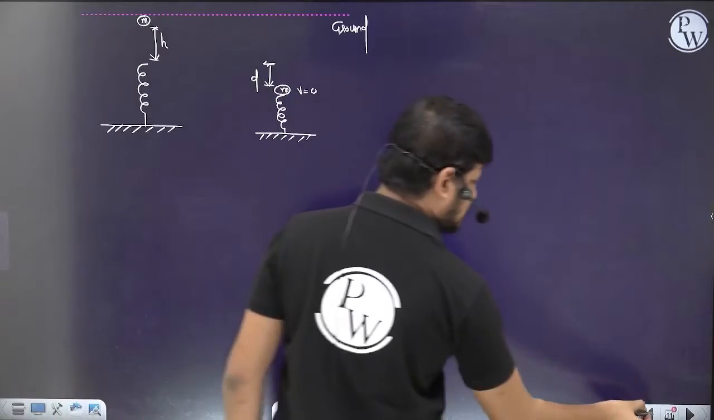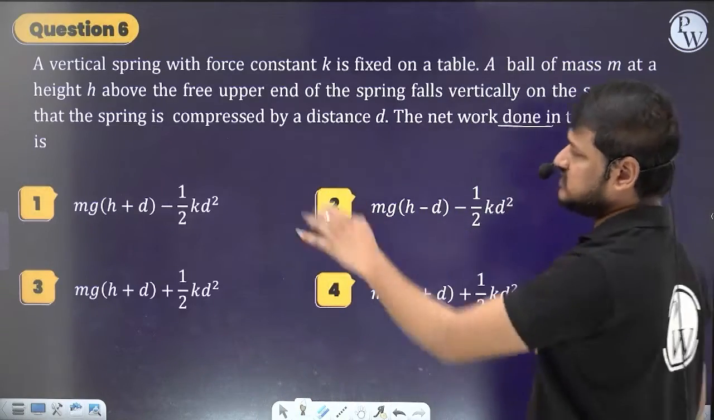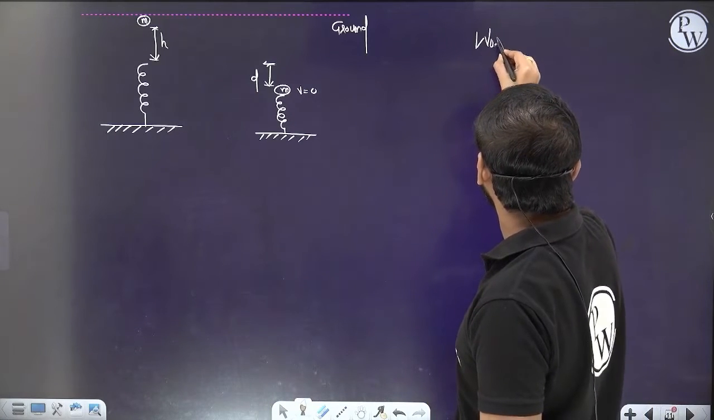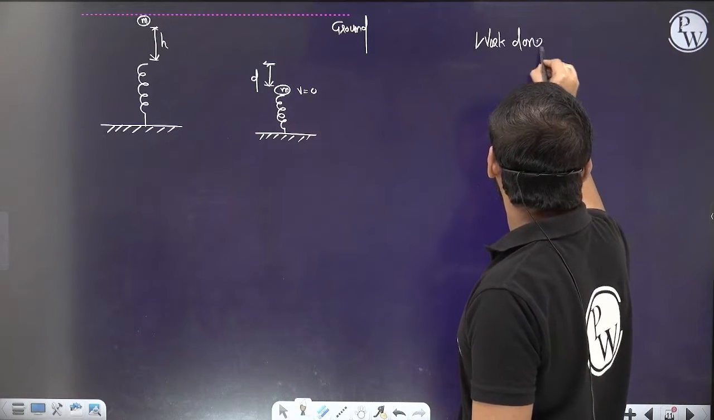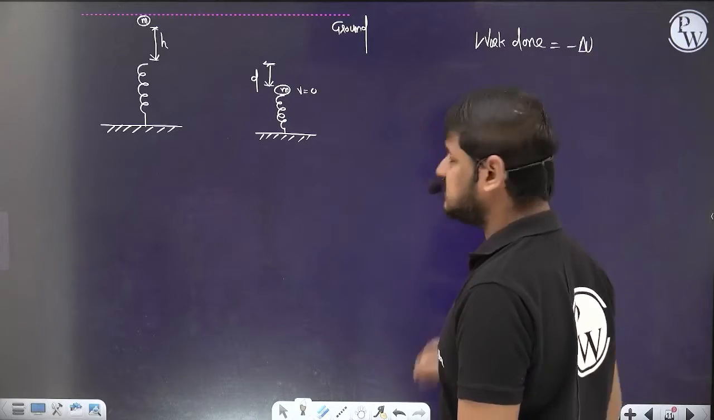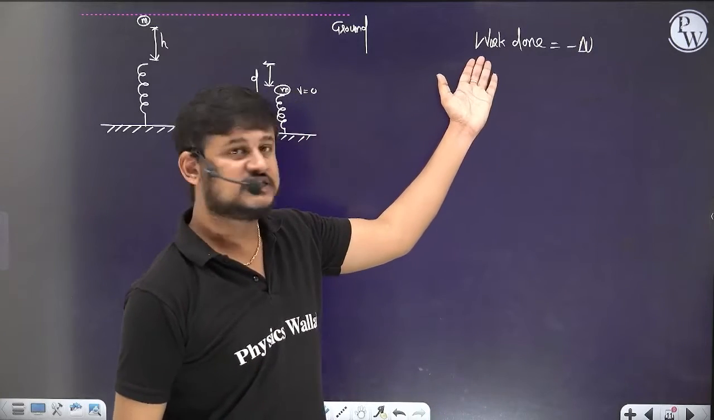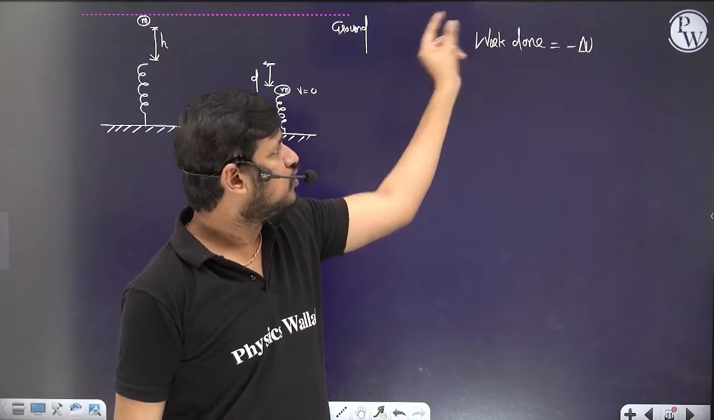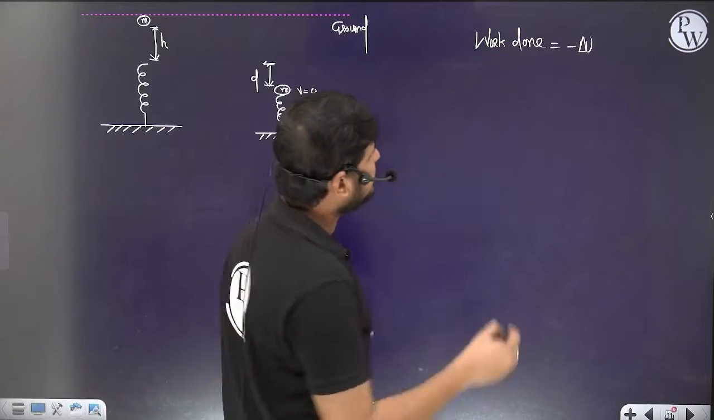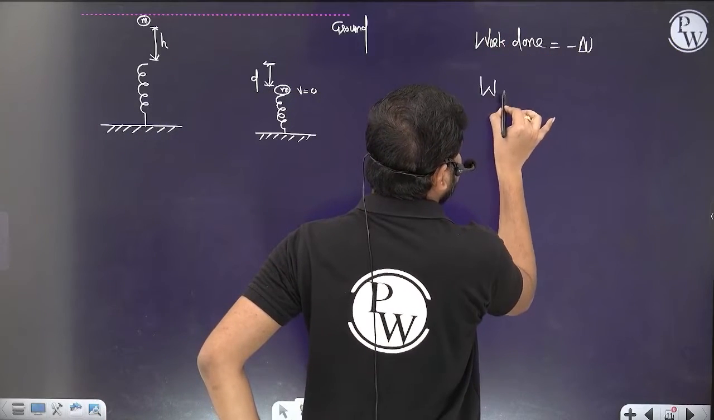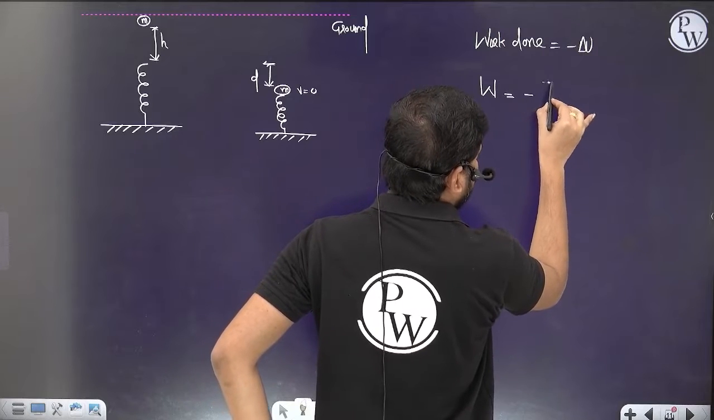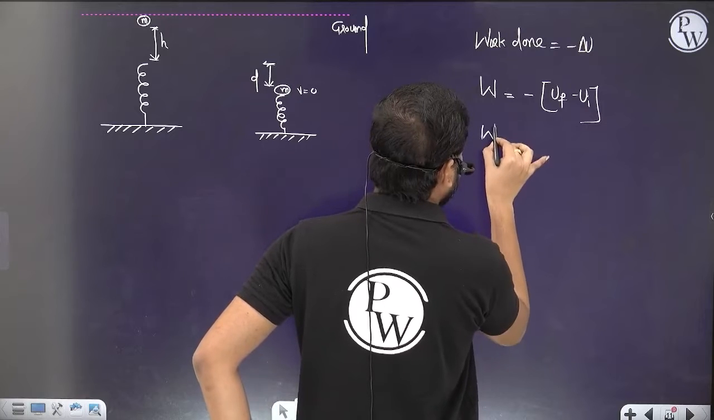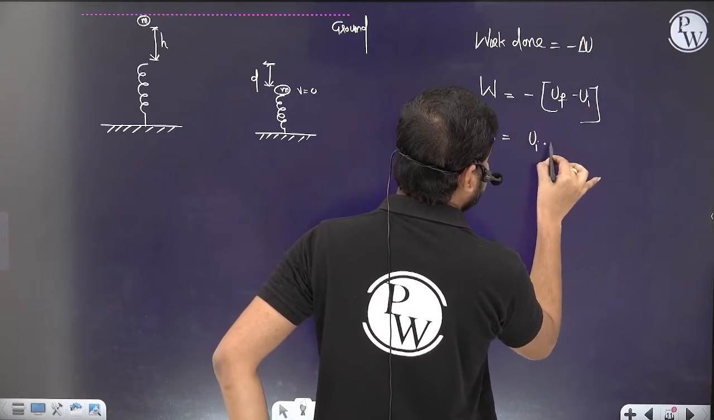They are asking us to find the work done in the process. We know that the work done is equal to the negative of the change in potential energy. Yes or no? For the work done by a conservative force, the change in potential energy is equal to minus W_C, so the work done is equal to minus the change in potential energy. From here, the work done is equal to minus of U final minus U initial, right? So the work done will be equal to U_I minus U_F.